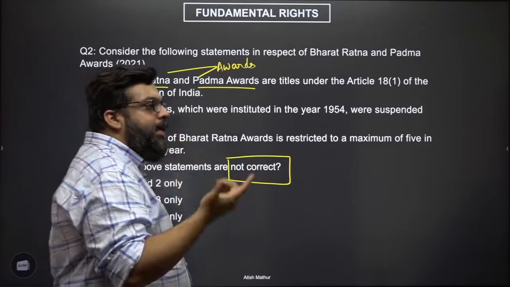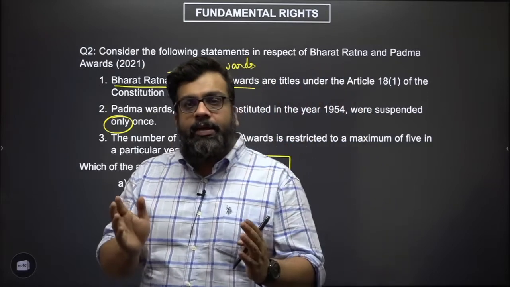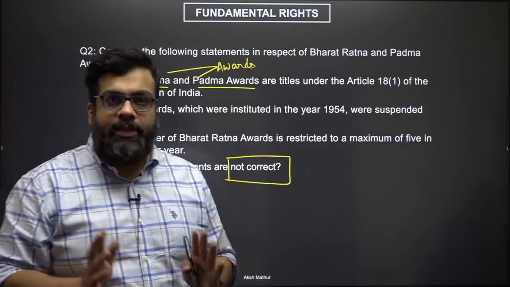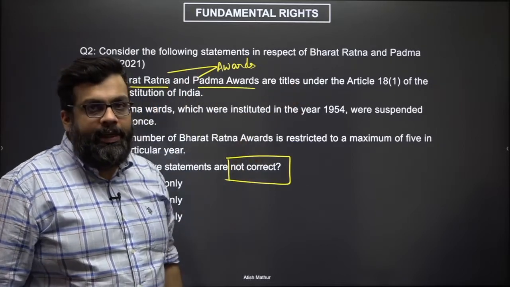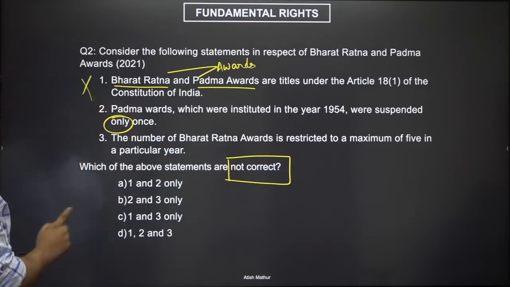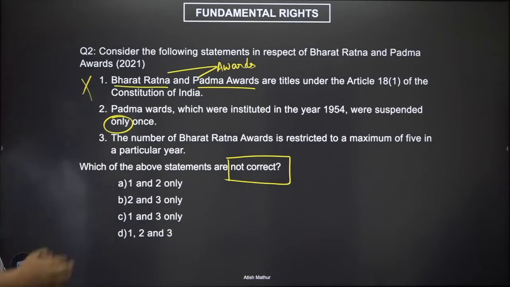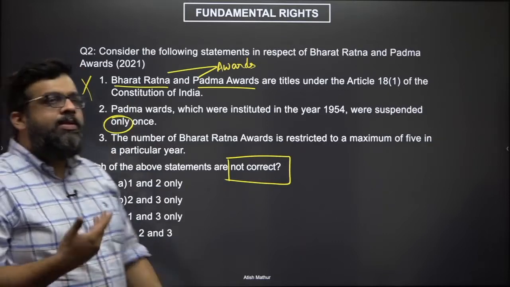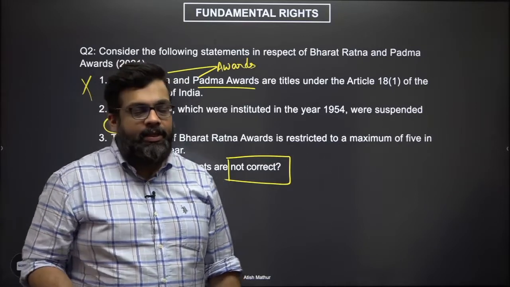And Article 18 Clause 1 says titles are defined. Titles are not the same thing as awards. So they are not even titles as per Article 18 Clause 1, which means this statement is wrong. So any option which has 1 will definitely be a correct option because the question is asking for incorrect. This is fairly easy, everybody would have gotten this, that an award is not the same thing as a title. If it was, then it would have just called it a title in the first place.